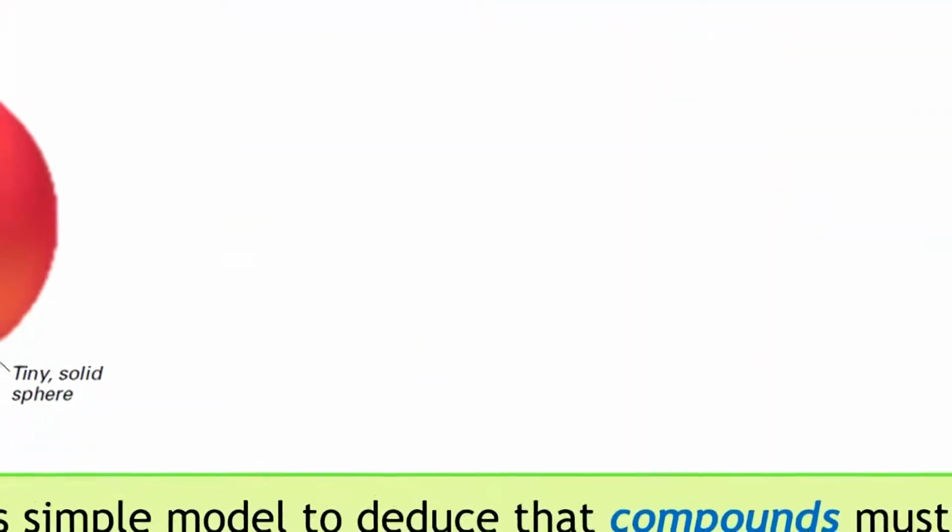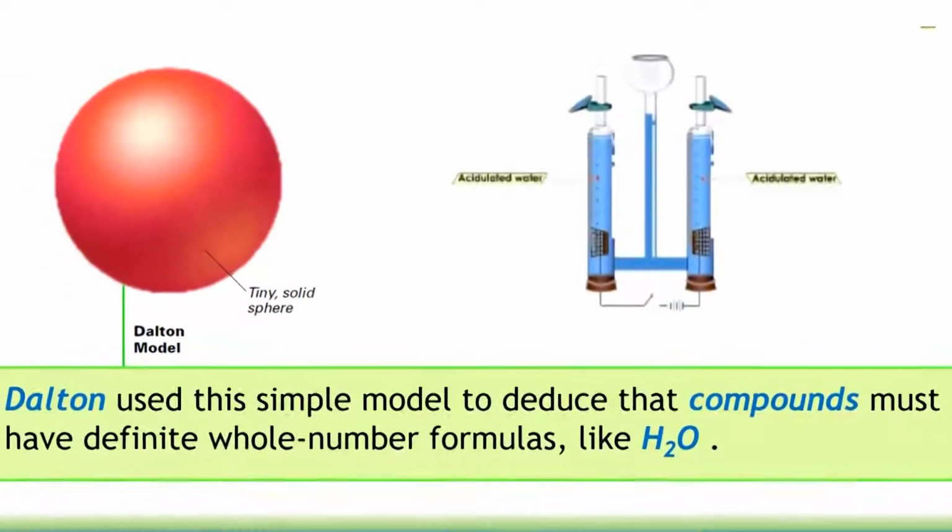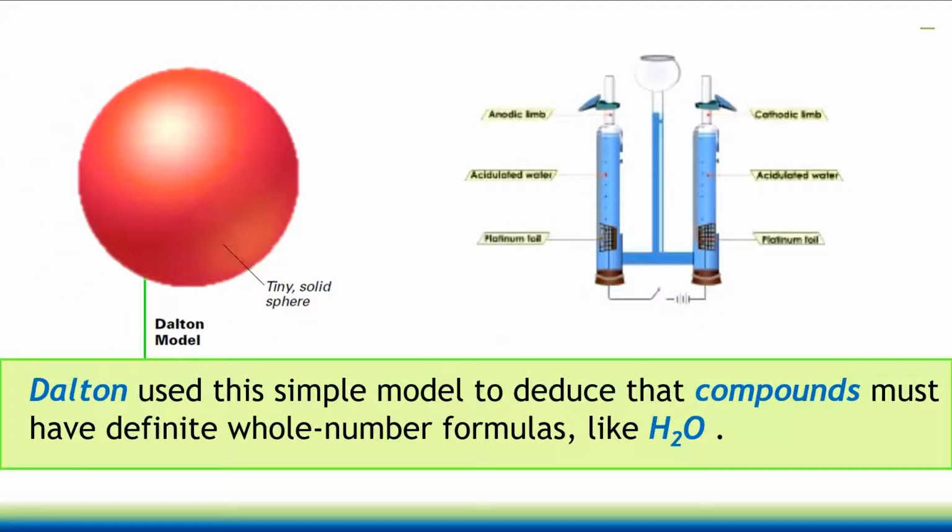So Dalton deduced that water's formula was 2 hydrogens, 1 oxygen, and he came up with the notation H2O. Pretty cool.